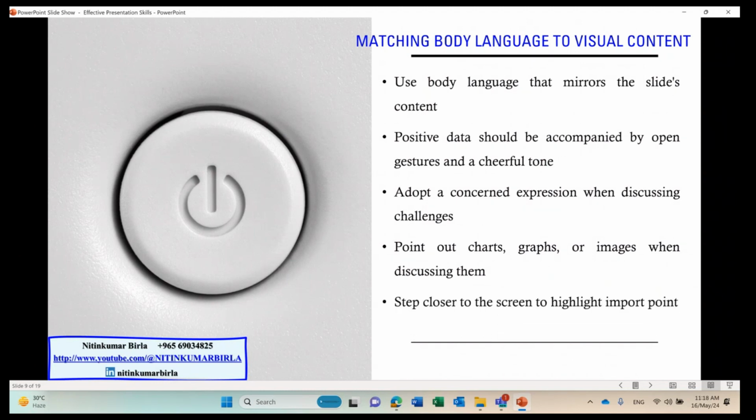The second thing is that what is being presented on the slide, you should match your body language to those contents. What is there in the slide? Your body language should speak. That is the first objective. Positive data should be accompanied by open, cheerful gestures when you are telling it. I will show you in the next slides how. When you are telling that, sir, this time we have done this project ahead of schedule, and this is our consecutive third success, and we celebrate with all of you today. You are a project manager presenting it, so you are radiating energy to the audience that something great has been done.